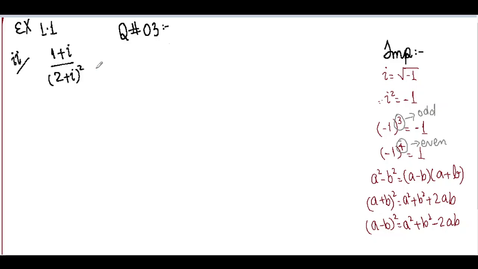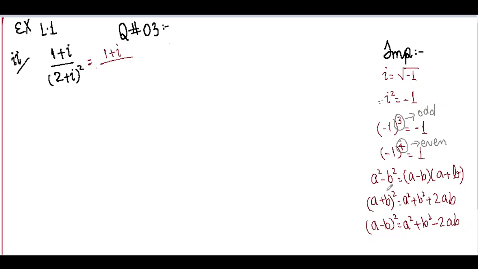Now we are going to start part number 2 of question 3. It's just the same. So we are firstly going to solve the denominator and remove this power, and then we are going to rationalize it by this method. Okay, so it's about a plus b whole square. This formula is written over here.